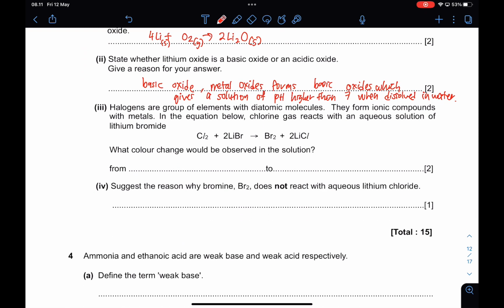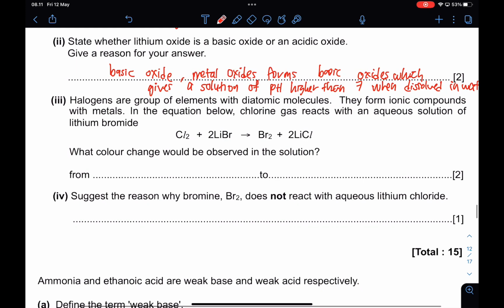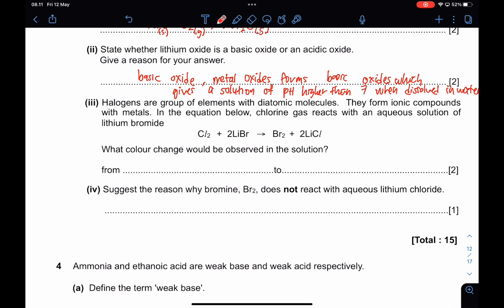Now, halogens are a group of elements with diatomic molecules. They form ionic compounds with metal. In the equation below, chlorine gas reacts with an aqueous solution of lithium bromide. What is the color change that will be observed in the solution? From what color to what color? In this case, this is gas, and they are looking for the solution. Lithium bromide is colorless.